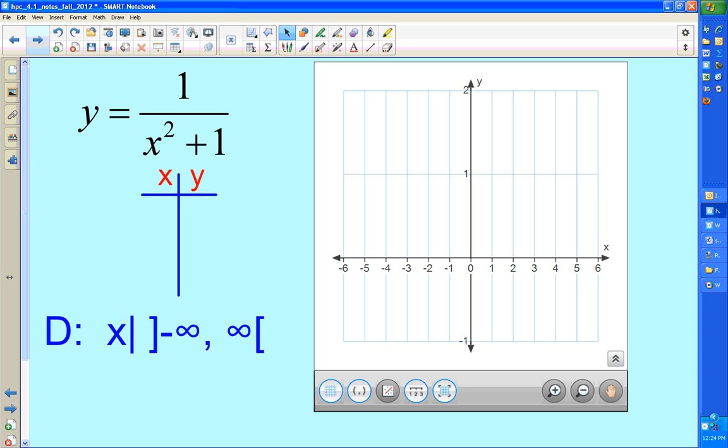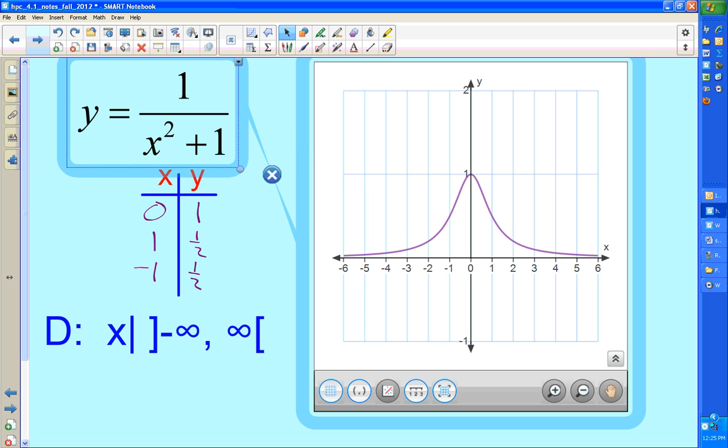Now your range, there's going to be a restriction on the range. There's going to be a horizontal asymptote at y equals 0 because 1 divided by infinity squared is going to be 0. If you were to look at the graph of this, you could plug in a few points, and that might help you with the graph. If you put in a 0 for x, 1 for y. If you put in a 1 for x, you get a half. -1, you also get a half. That might be enough for you to see the way this graph is going to go. It's going to max out at 1, and it's going to be asymptotic at y equals 0.